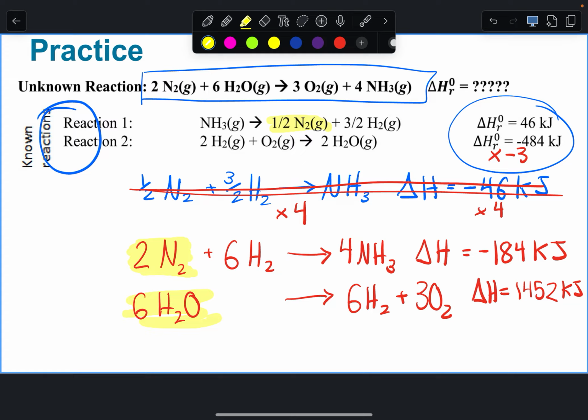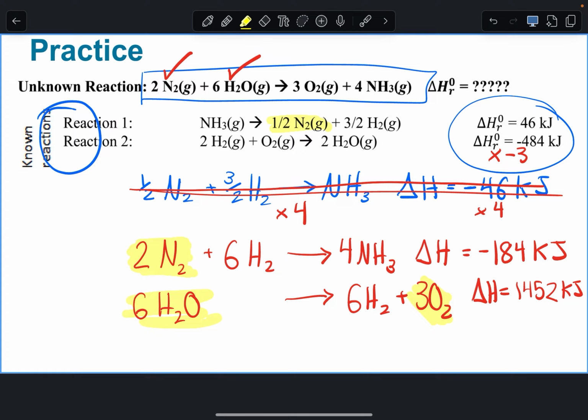Okay, so I'm going to check off, got my N2, got my H2O. Now I look at the next one. I need 3 O2s. I don't have any more reactions, though. That's annoying. Oh, wait. I have all this other stuff in the reactions that I already did. Can I use that? Is that going to help me? Sure. I have 3 O2s right there.